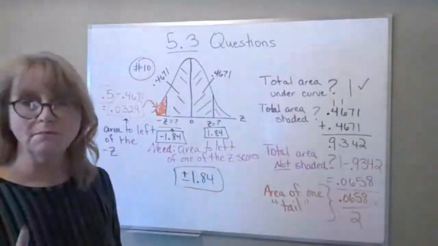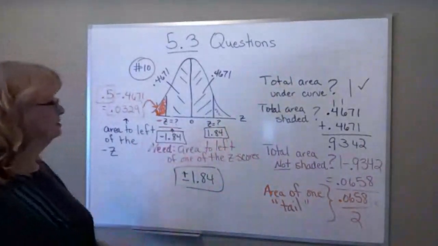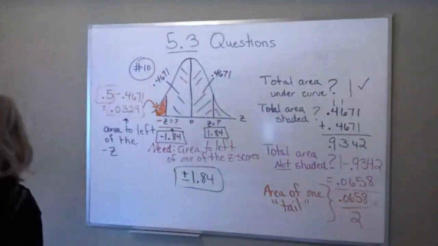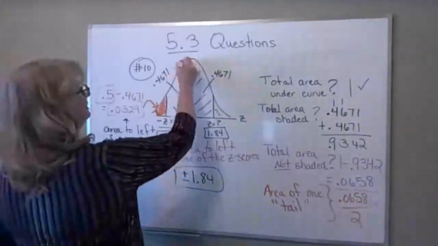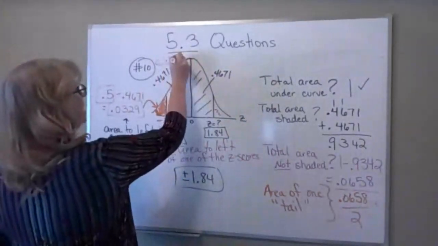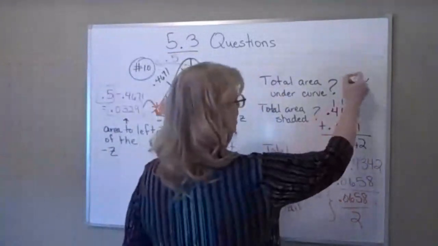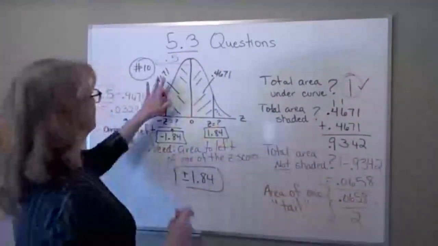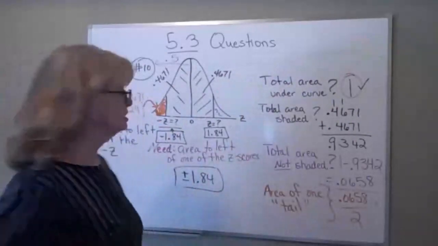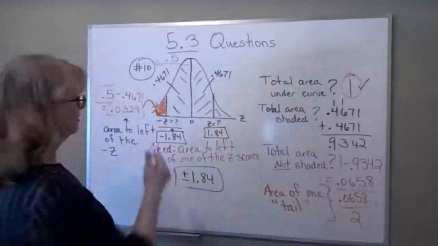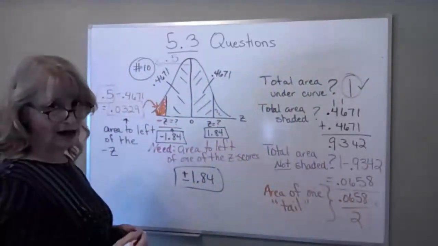Okay, I'm going to give you a minute to work on yours. Don't forget that the area to the left of the middle, that area is 0.5. The total area under the curve is 1. 0.5 and 0.5. And you're going to use that information to find, somehow you've got to figure out the area to the left of one of the z-scores to figure it out.